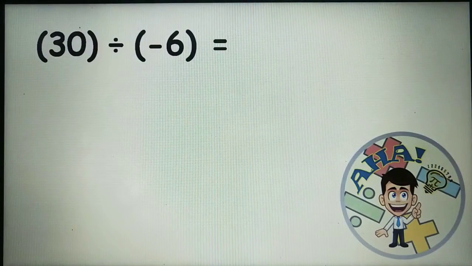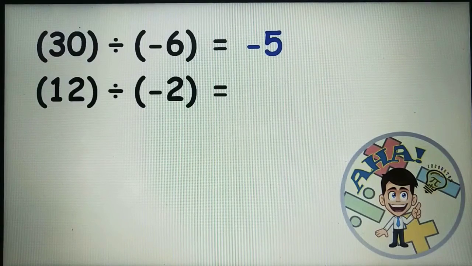Positive 30 divided by negative 6. The two numbers have different signs. One is positive and the other one is negative. So the quotient is negative, and that is negative 5. Another example, positive 12 divided by negative 2. The answer is negative 6.